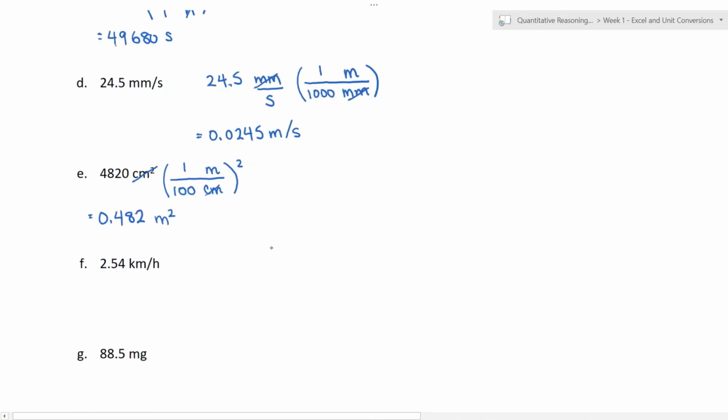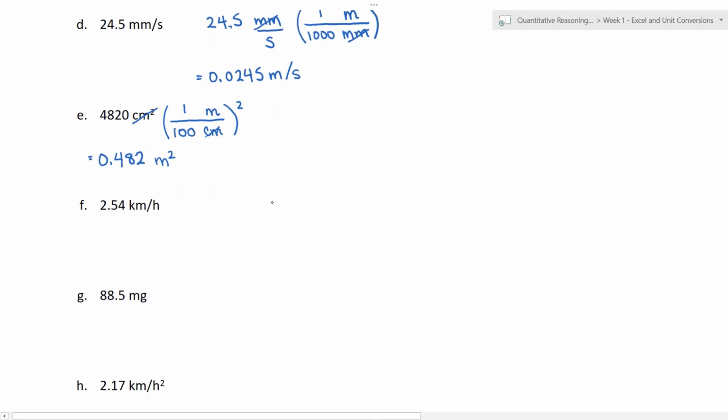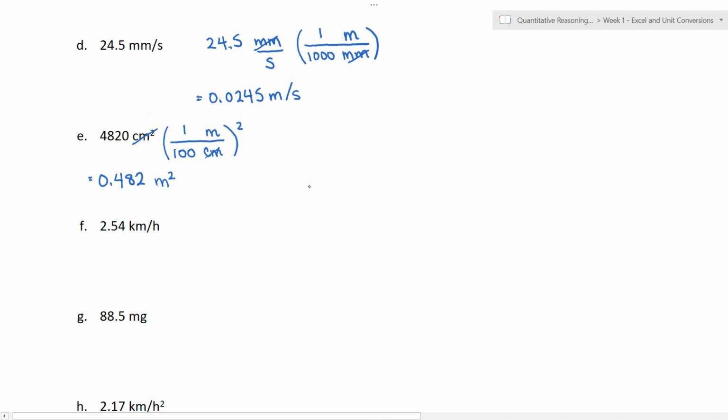All right, moving on to F. Okay, just like in D, I'm going to change these units around so it's more obvious of what's in the numerator and what's in the denominator. So I'm going to rewrite this as 2.54 kilometers over hour, because that's what per hour means. It just means over hour. Hours in the denominator. Now I'm going to change to SI units.